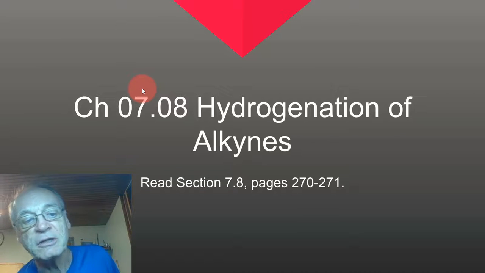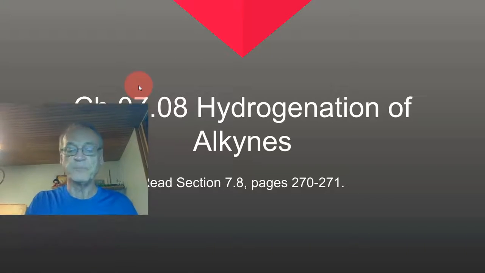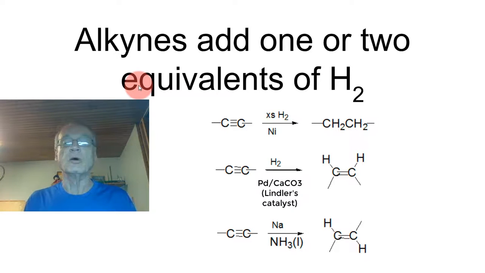It's also going to be syn addition, and the only difference is with an alkyne, of course, you add a pair of hydrogens and then maybe perhaps another pair of hydrogens to go from a triple to a double to a single bond. Please read section 7.8. It's on pages 270 to 271. Alkynes can add 1 or possibly 2 equivalents of hydrogen.